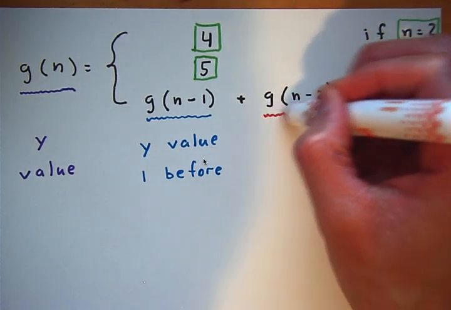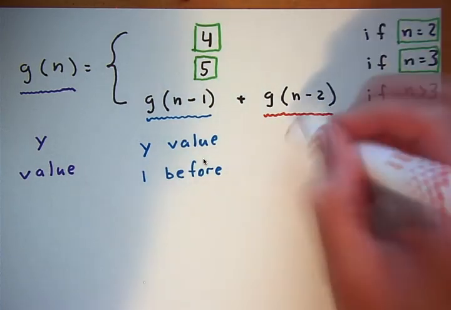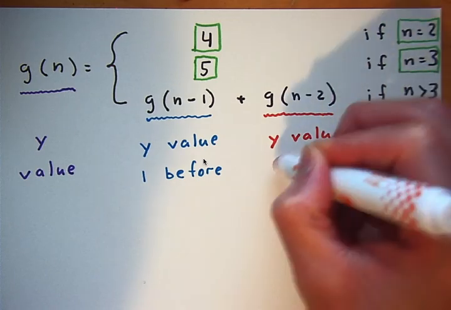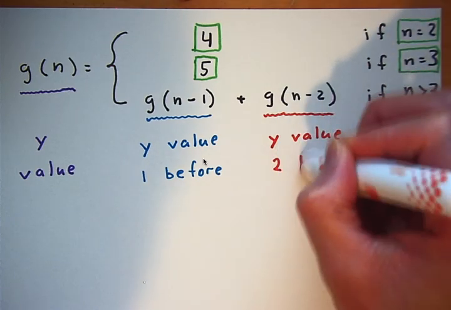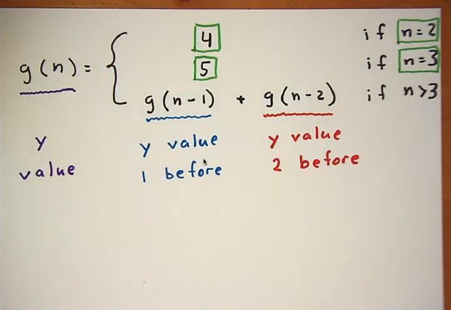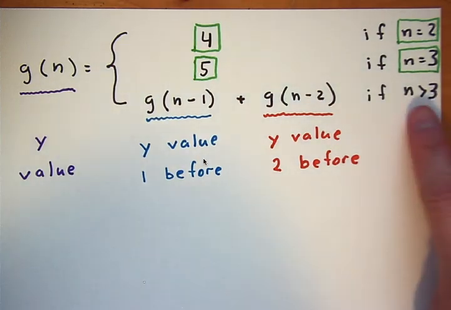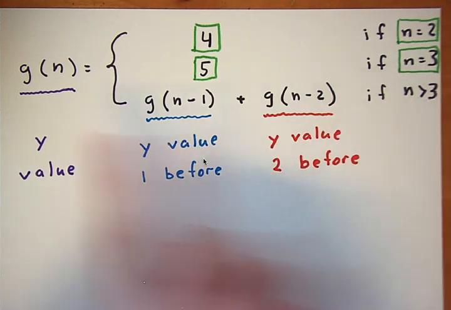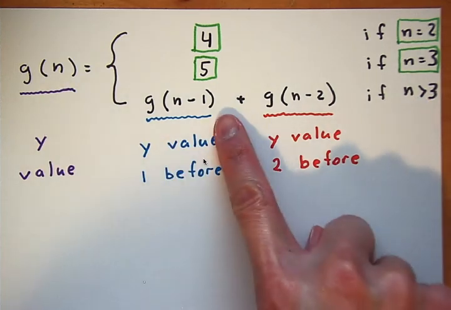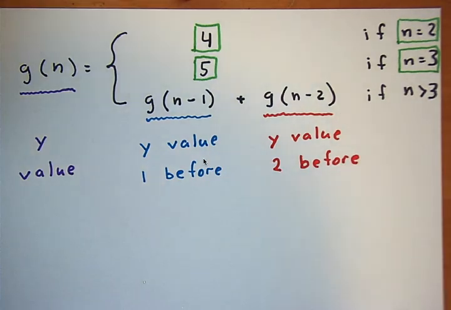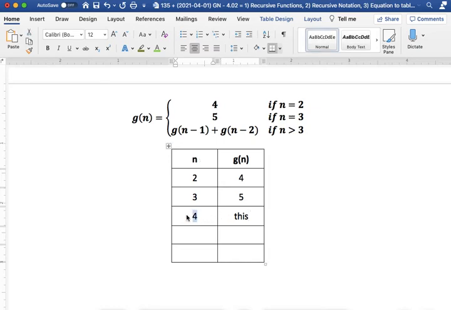You might be able to guess what this means right here. This is also your y value. The only difference is this is your y value 2 before. So when you're using an n bigger than 3, your y value is equal to your y value 1 before plus your y value 2 before. Let's do an example. And reminder, we're right now doing n equals 4.